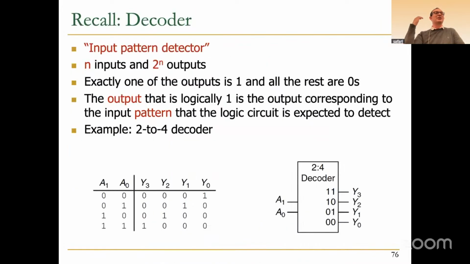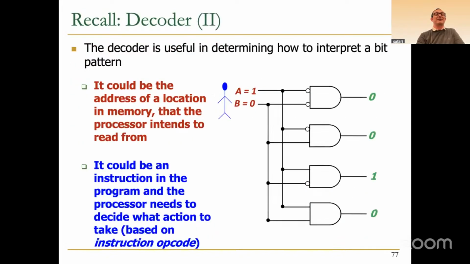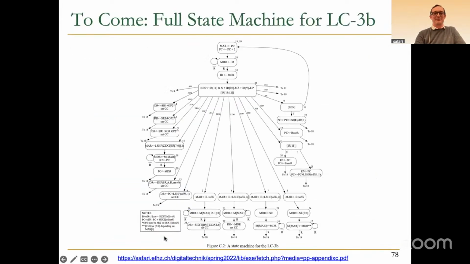Okay, decoder, hopefully you remember. Again, there's no magic over here. A 4 to 16 decoder identifies what instruction you're executing. And remember, I said that the input pattern could be the instruction in the program, and the processor needs to decide what action to take based on the instruction opcode. Hopefully now it's much more clean.